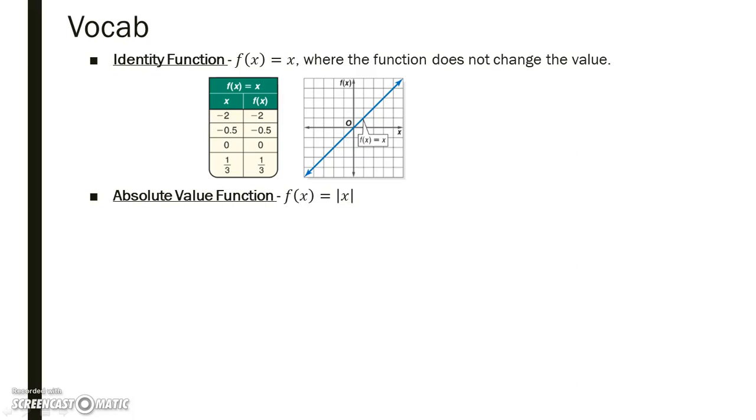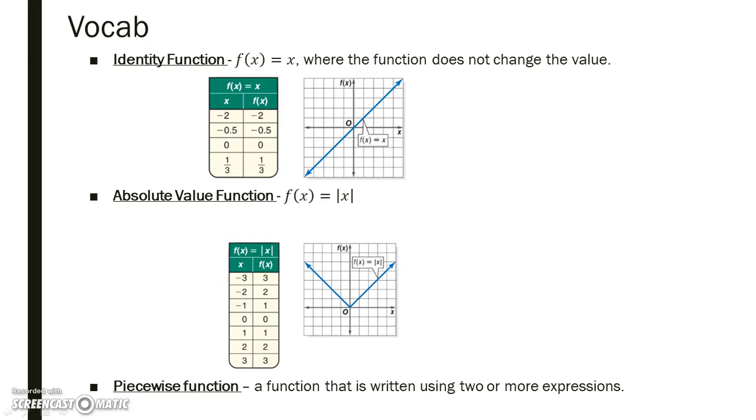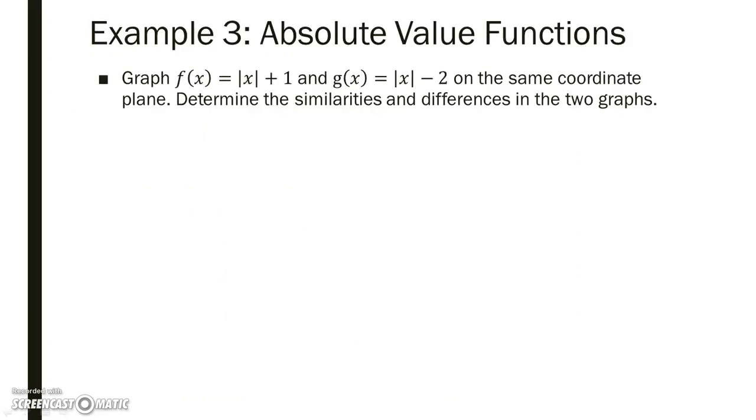We have the absolute value function, f of x equals the absolute value of x. This is another special function where, no matter what, your y value is positive because the absolute value is the distance from 0. So it makes a V shape. The absolute value function can be written as f of x equals negative x if x is less than 0, and positive x if x is greater than or equal to 0. A piecewise function is just a function that is written using 2 or more expressions.